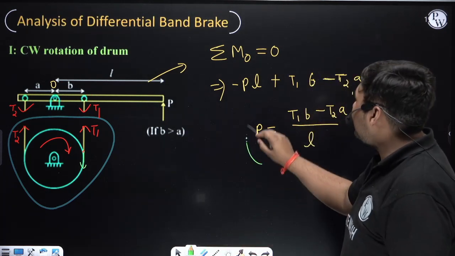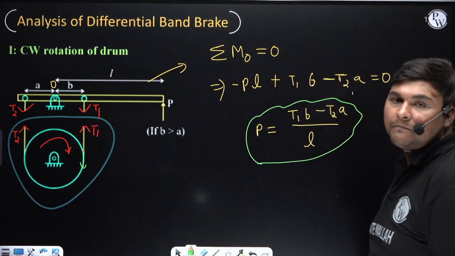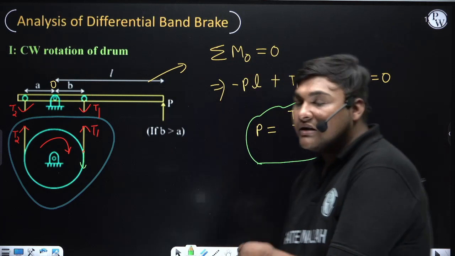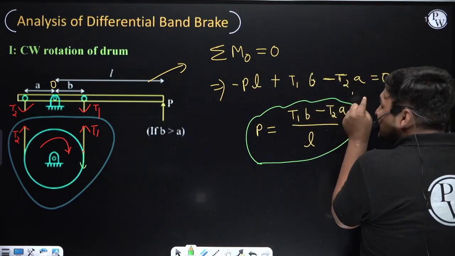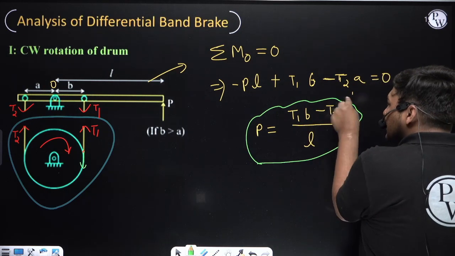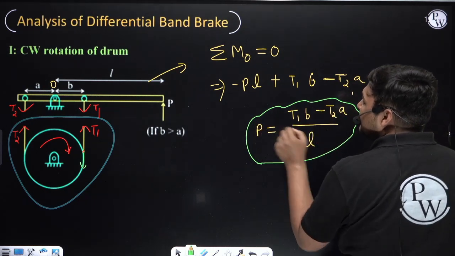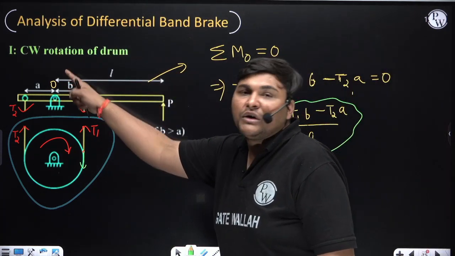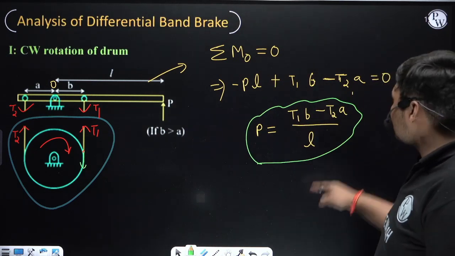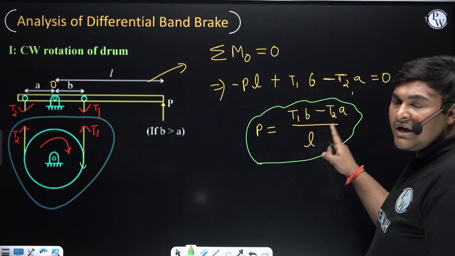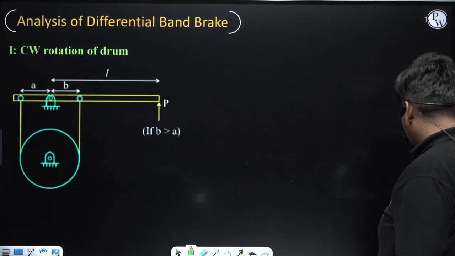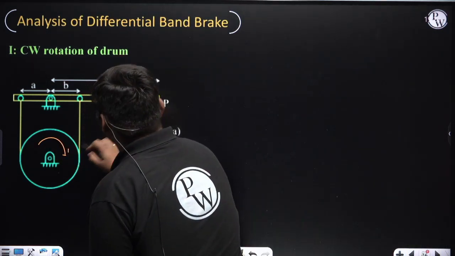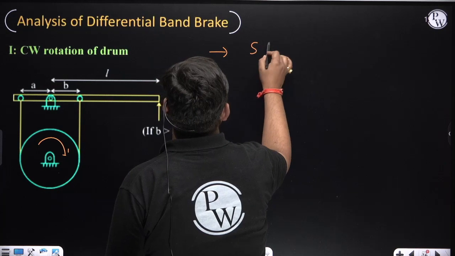Ultimately T1 and T2 are induced due to friction, and in this relation a sub-part is coming which is trying to reduce the braking effort. Yes, here you can see the T2A part is trying to reduce the braking effort, because it is coming with minus. So can I say this differential band brake for clockwise rotation of the drum is a self-energizing brake, because here some part, the T2A part, is trying to reduce the braking effort. So I make a conclusion here that for clockwise rotation of the drum, this differential band brake is a self-energizing brake.